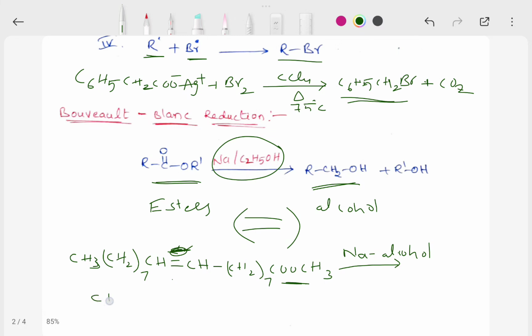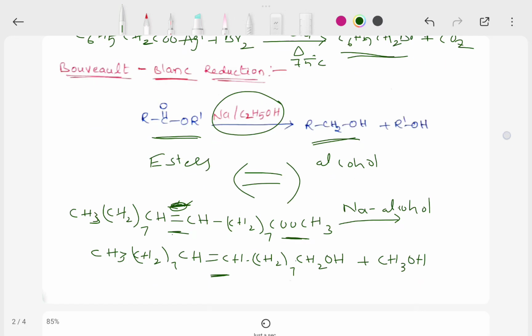Here the product is formed like this: CH3, CH2 7, CH double bond CH, CH2 7, then CH2 7. And what is happening here? Only CH2OH plus CH3OH. Here this double bond is not affected by this reagent, the sodium alcohol reagent.